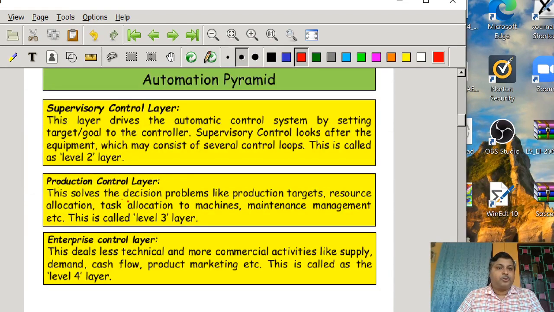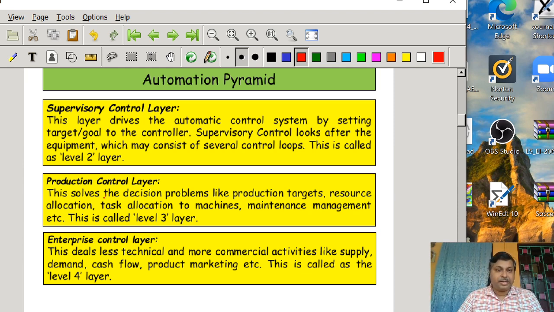Okay, and the production control layer solves decision problems like production targets, resource allocation, task allocation to machines, maintenance management, etc. This is called the level 3 layer. And the enterprise control layer deals with less technical, more commercial activities like supply, demand, cash flow, product marketing, etc. This is called the level 4 layer.